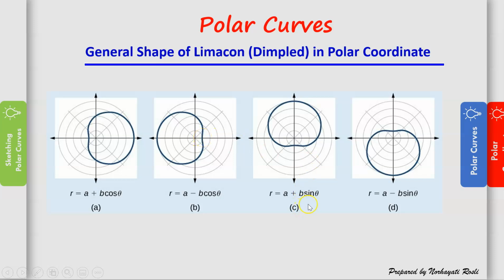And if you have the sine function positive, you will have the shape on the positive side of your y-axis. And now we can see there is some dimple here because now our a over b is in between 1 and 2. And for the last case, we have negative sine function, meaning that our shape will be located on the negative y-axis with some dimple here, because a over b should be in between 1 and 2.